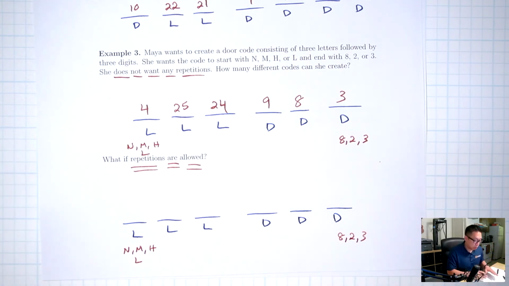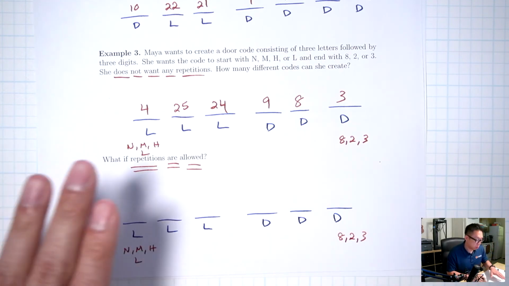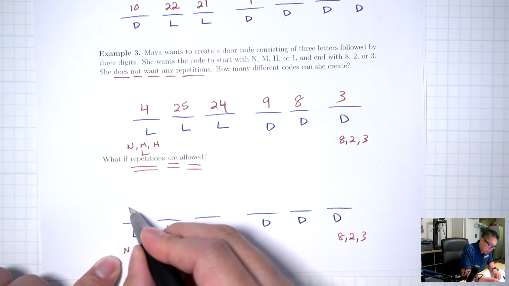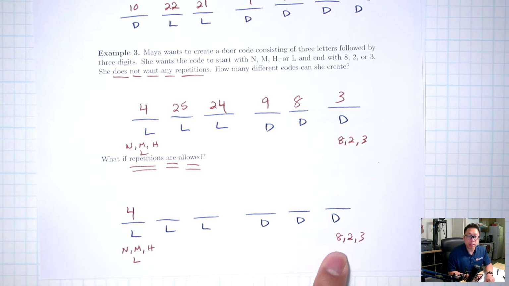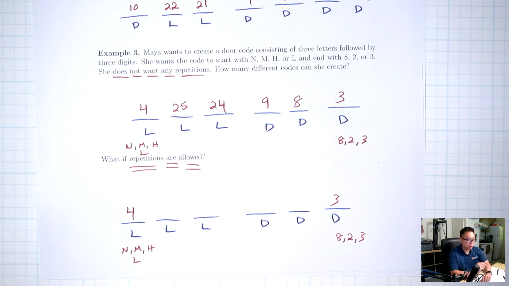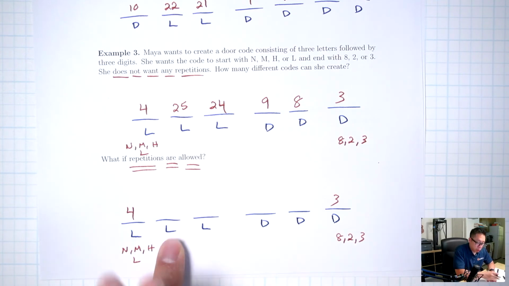Okay, just like before, I'm going to fill in the most restricted blanks first. So the first blank and the last blank. First one, how many options do I have? I want to use N, M, H, or L, so that's 4 options. Last blank, I want to use 8, 2, or 3. 3 options. Okay. The other ones have no restrictions.